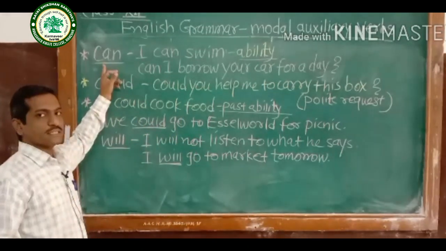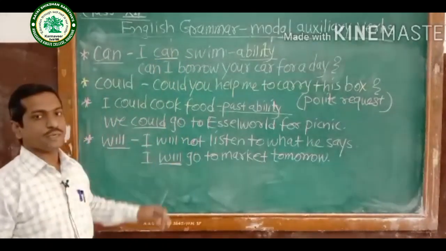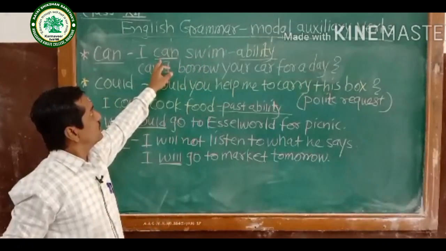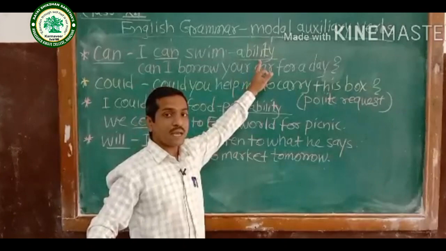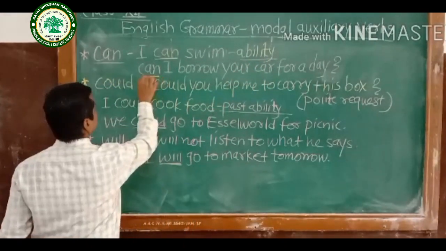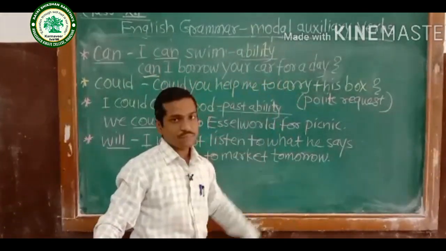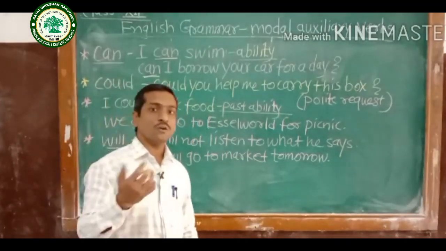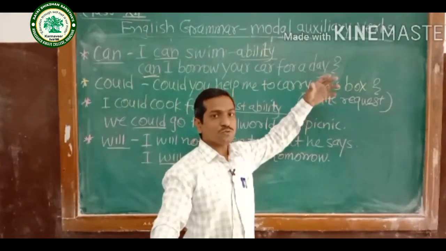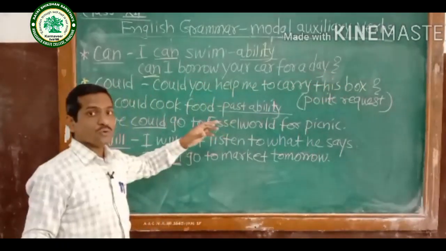The first modal auxiliary is can. I can swim. If you see here in this sentence, I can swim, can expresses ability. It is my ability that I can swim. Now the same modal auxiliary I use as, can I borrow your car for a day. If I say, can I borrow your car for a day, I am just requesting, or trying to seek permission from someone, that can I borrow your car for a day.